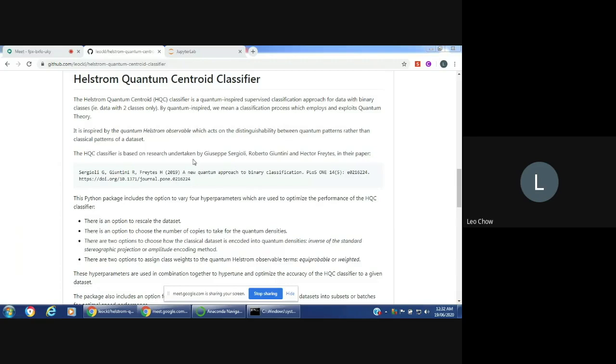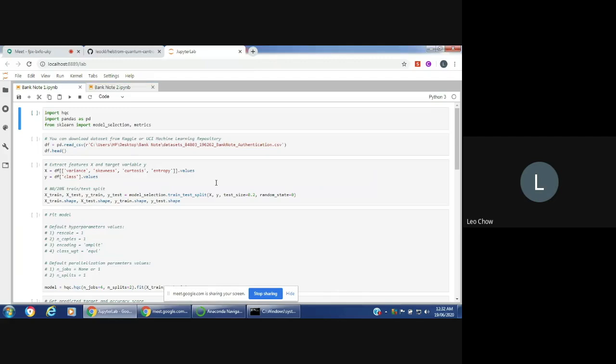Once you have the HQC package installed, you could pretty much run the code. So what I'm going to do now is run the code in Anaconda. I'm using Jupyter Notebook in Anaconda. So I'm going to run through.